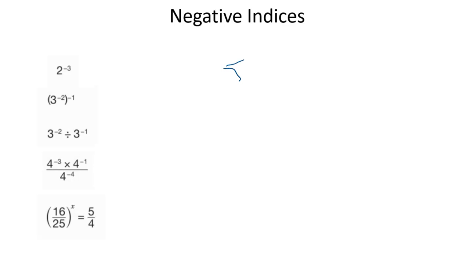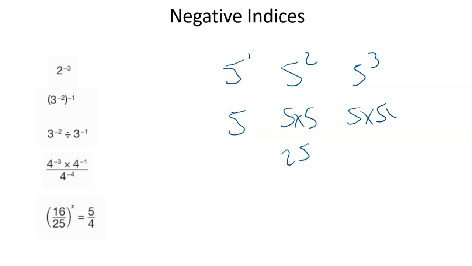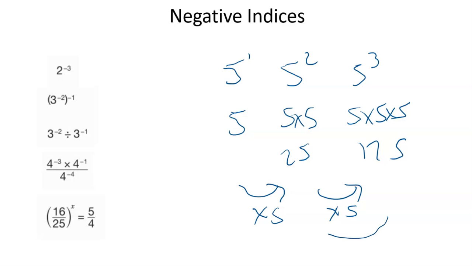If you think about 5 to the power of 1, well, that is just 5. 5 squared, we know, is 5 times 5, or 25. And 5 cubed is 5 times 5 times 5, or 125. We're timesing by 5 every time we go this way. But the other way to say that is that if we go this way, we're dividing by 5.